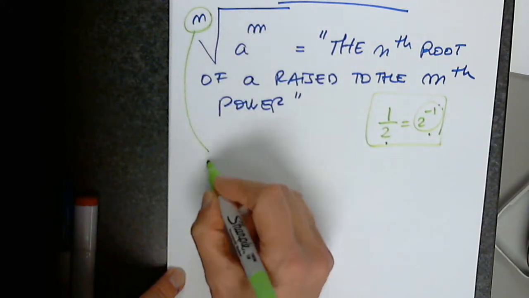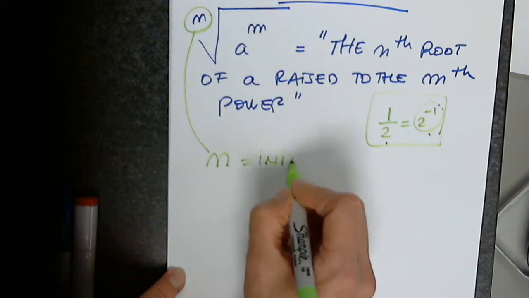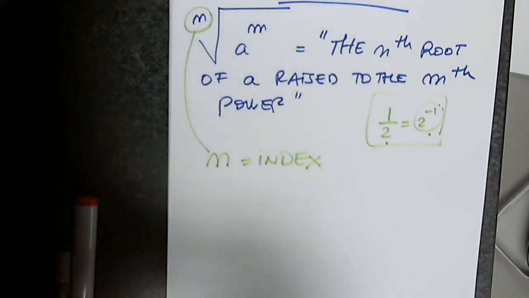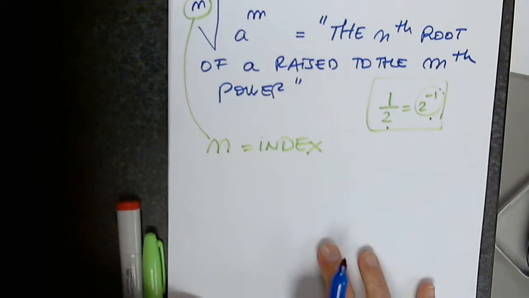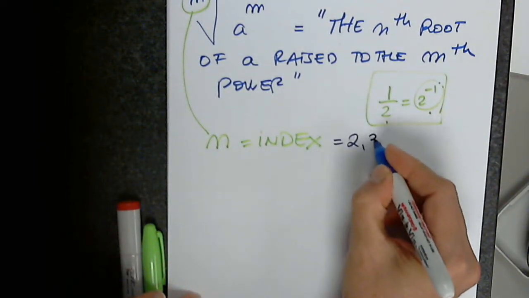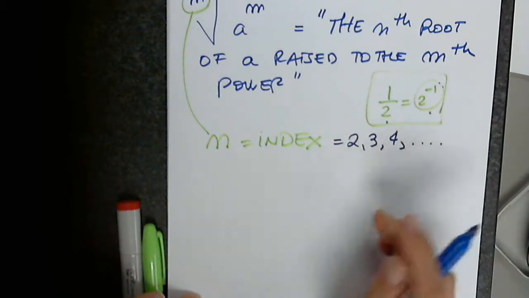Okay, coming back here, let's identify all these pieces. This little n is called the index. The index of the radical is a natural number, and it can be 2, 3, 4, and so on and so forth.